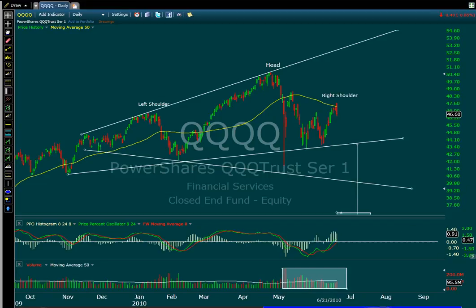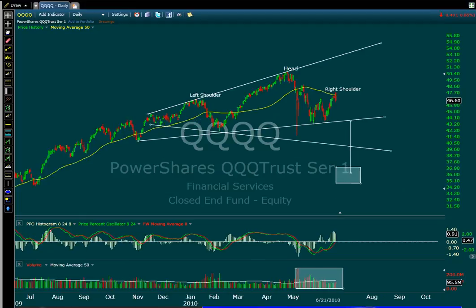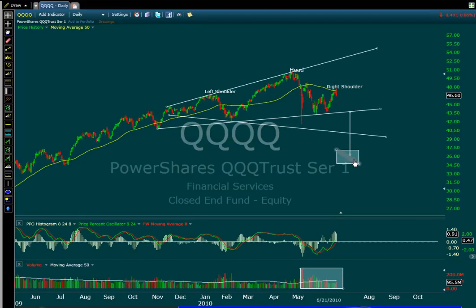And if we zoom out, this is the same area that I had told you guys before from the previous pattern, which is the reverse symmetrical triangle. So we're coinciding on both patterns. We're coinciding on the targets.